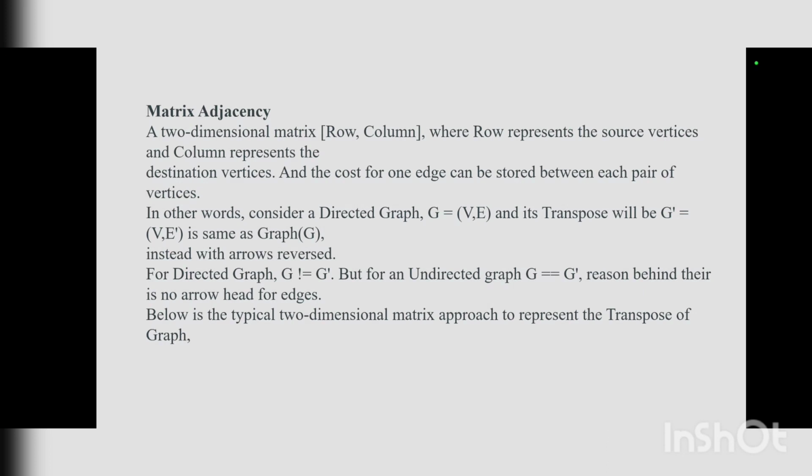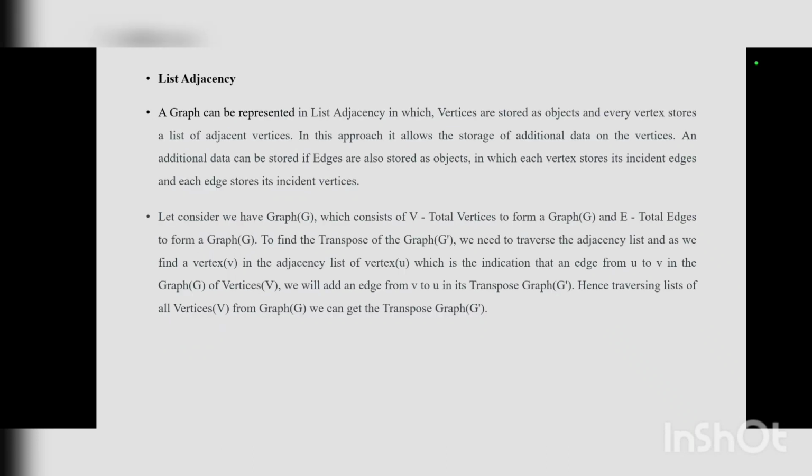In other words, consider a directed graph G equal to (V, E) and its transpose will be G' equal to (V, E'), which is the same as graph G, except with arrows reversed. For a directed graph, G is not equal to G', but for an undirected graph, G is equal to G'. The reason is that there are no arrowheads for edges. Below is the typical two-dimensional matrix approach to represent the transpose of the graph.